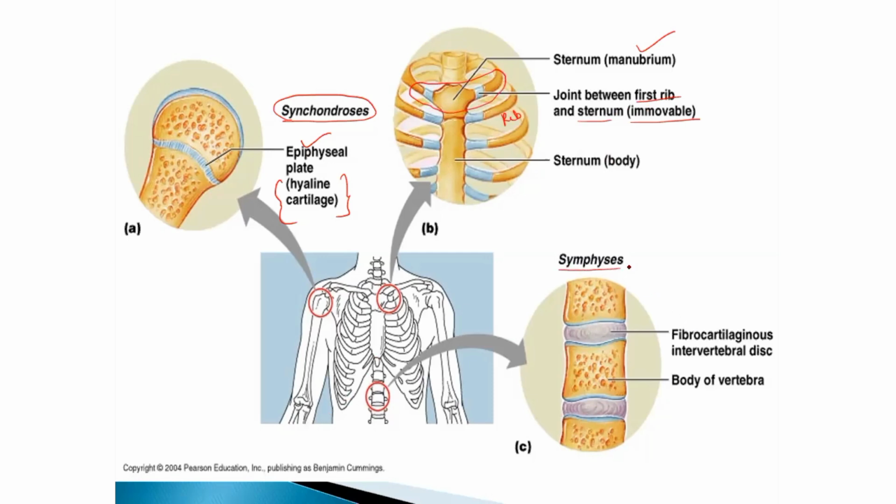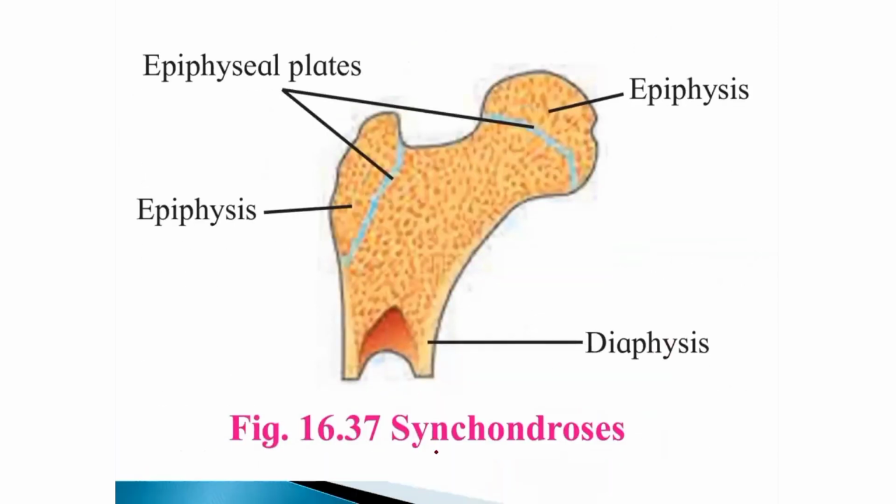Then we have symphysis. In symphysis, we have the vertebral bones. This is nothing but your vertebral column: 7 cervical, 12 thoracic, 5 lumbar, 5 sacral, and 1 coccyx. They all are symphysis, basically slightly movable. So in synchondrosis, you can see here, these are all epiphyseal plates. The upper area is called epiphysis and the lower area is called diaphysis.